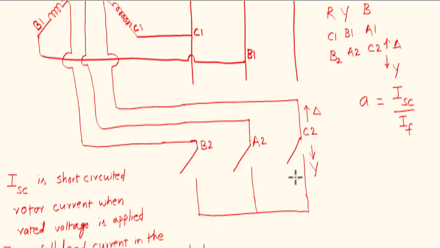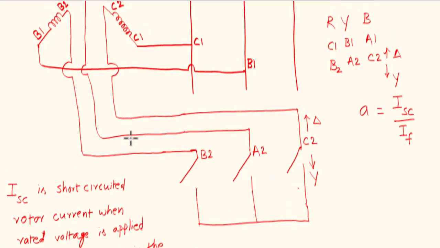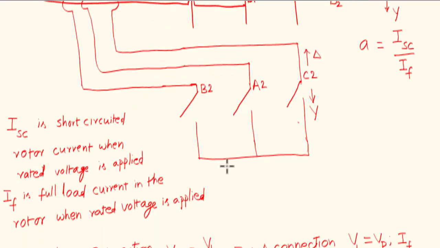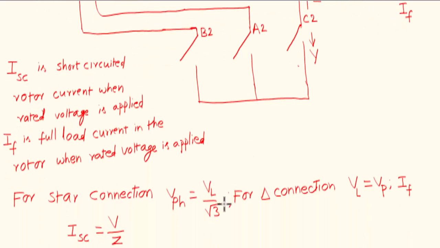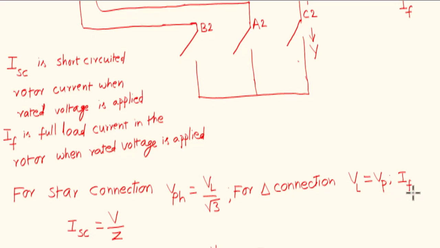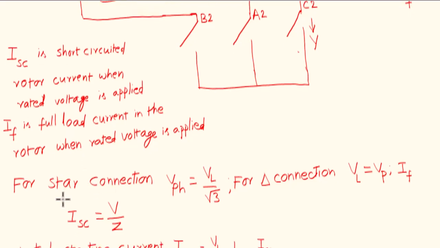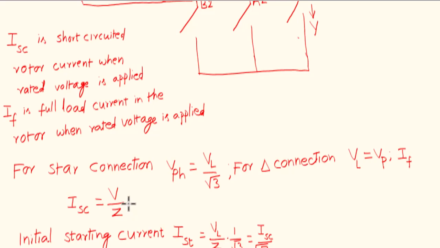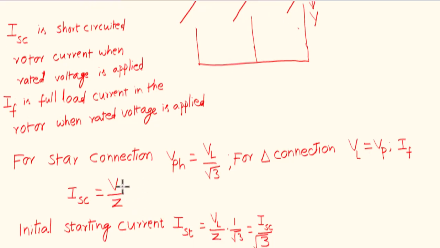Once that is connected, the motor draws a current. Under the star connected system the phase voltage is line voltage by root 3, whereas for delta connection line voltage is equal to phase voltage and the current that flows will be the full load current. And ISC is the short circuited rotor current when rated voltage is applied, which can be defined like this: ISC is equal to VL by Z. Here V is the line voltage.